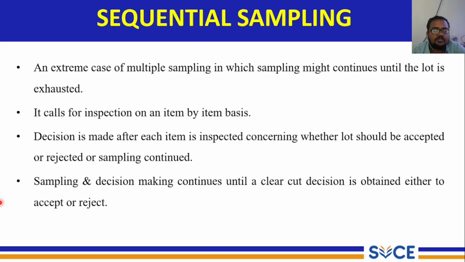A sequential sampling is a kind of extremity which is very rare to occur. It's an extreme case of multiple sampling where the sampling might continue until the lot is exhausted, which means that all the entire components in the lot have been inspected. It's almost like every product is taken out for inspection, right? So it calls for inspection on an item by item basis. So only after every item in the lot is inspected, the decision is taken whether to accept or reject the lot. The sampling keeps on continuing, but it is almost similar to what 100% inspection is about.